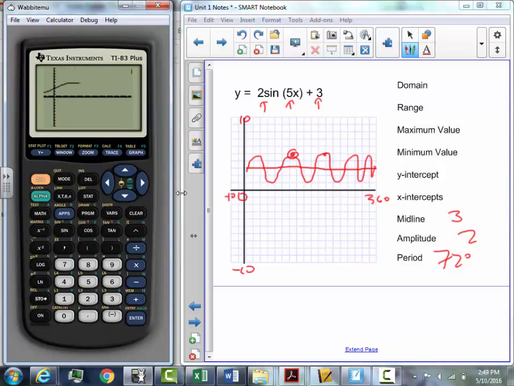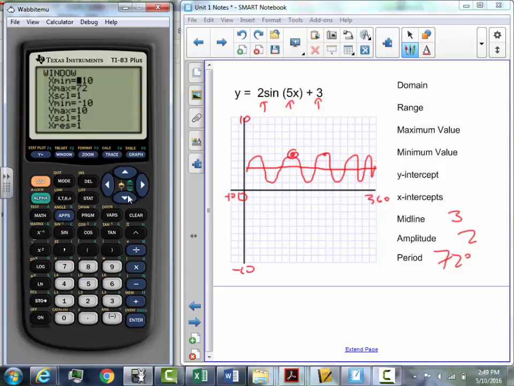Yeah. So the trick to these ones is that you really have to know what your window size happens to be, right? Because if you accidentally set your window size to go to 2 pi, well, that changes everything. 2 pi is 6.28, and that's hardly even started, because it takes at least 72 degrees to go up and down again. So you really got to make sure you watch your window sizes. Does that make sense?